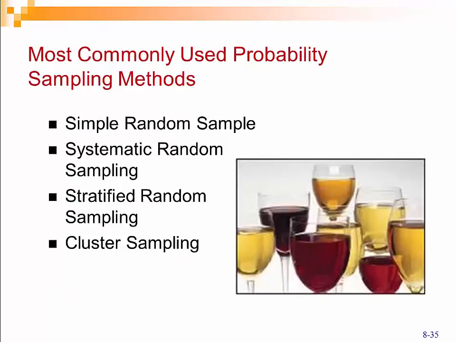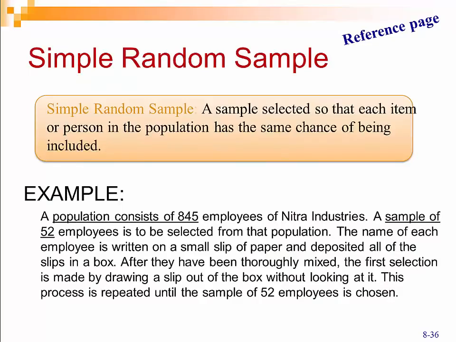And the most commonly used probability sampling methods are the simple random sample, the systematic random sample, the stratified random sample, and cluster sample. And we're not going to go into great detail on these. I'm going to provide you some reference slides for these, but you can also find information in your textbook starting on page 267. If you want, you can pause the video on each of these slides.